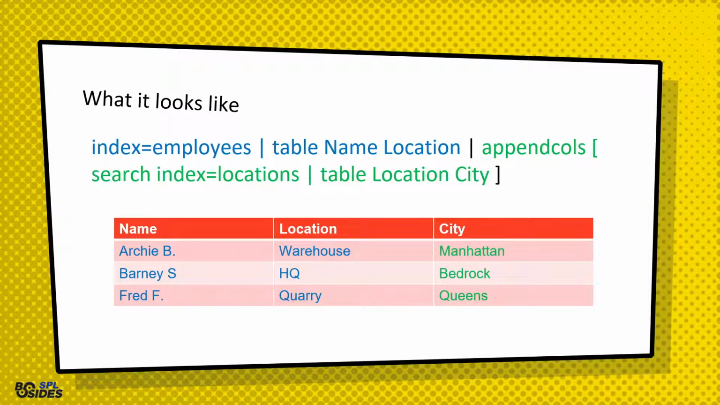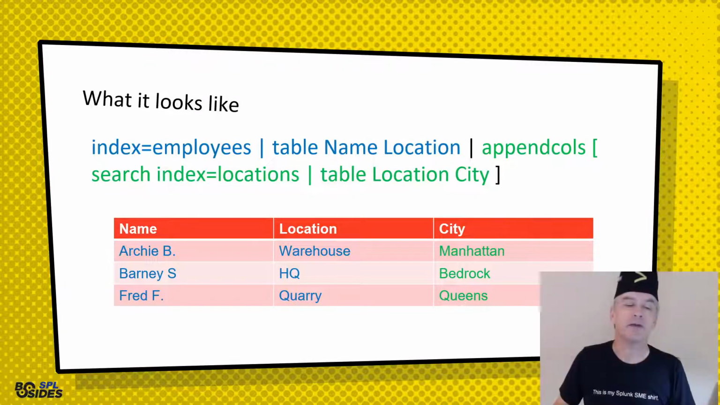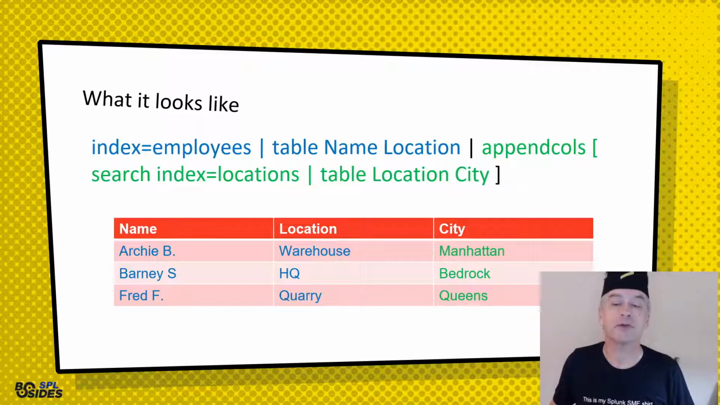If we use the appendcols command to add cities to our results, we get this table, which looks pretty good, right? We have 3 names, 3 locations, and 3 cities, in 3 columns. But on closer inspection, we see the results aren't quite right. The warehouse is in Queens, not Manhattan. Headquarters is not in Bedrock, and the quarry is not in Queens. But how did that happen?